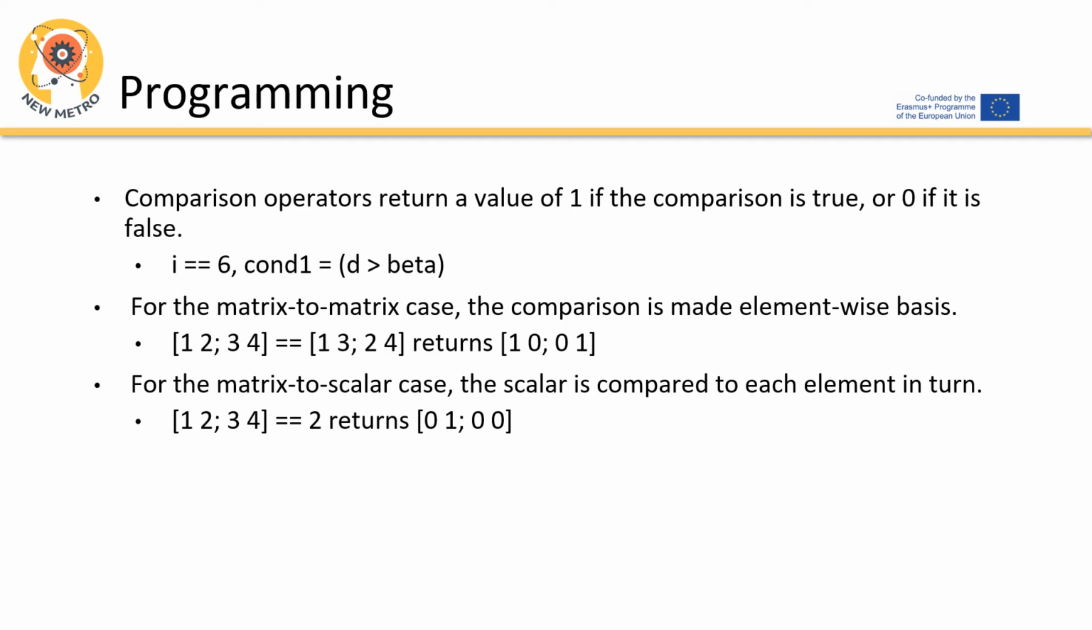For the matrix to scalar case, the scalar is compared to each element in turn. So if we have a [1, 2; 3, 4] matrix, which is equal to 2, it returns [0, 1; 0, 0].